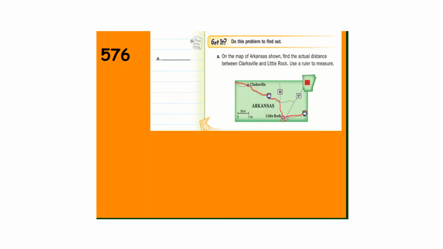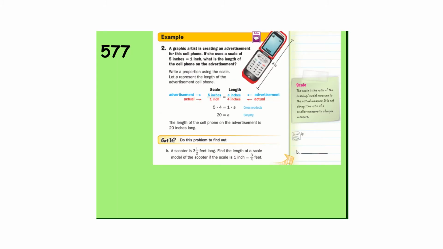Oops, sorry, wrong direction. They're going to make the phone bigger because they want you to be able to see the details on the phone. So the actual phone, it says 1 inch is 5 inches on the ad. The ad is bigger. So 4 inches is how many? So cross multiply, divide, 20. So the length of the advertisement should be 20 inches.